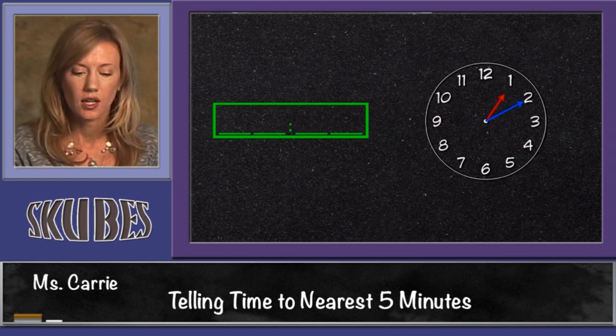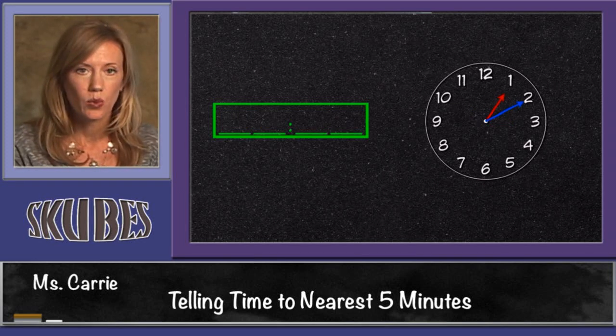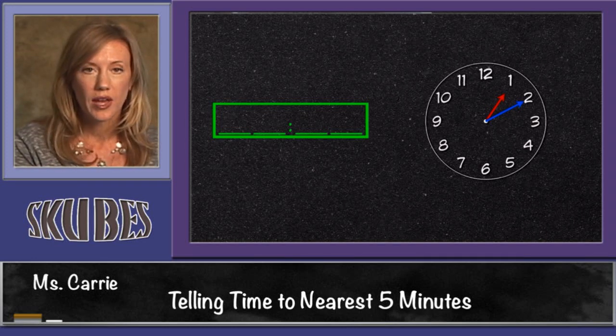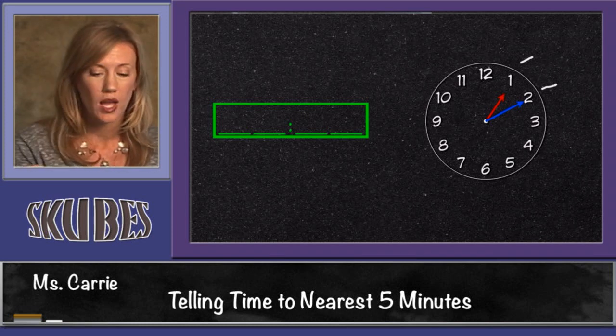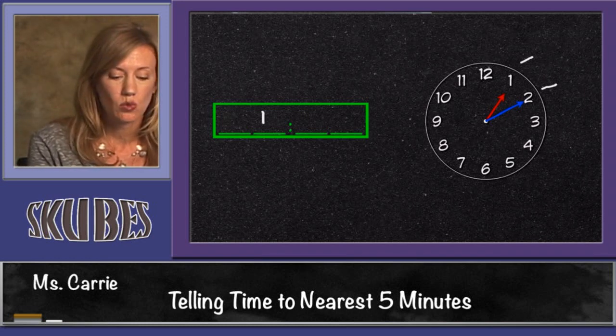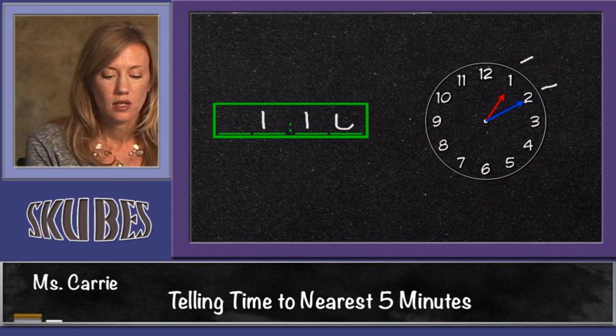On this clock, the hour hand points to the 1 and the minute hand points to the 2. Let's count by 5s. 5, 10. The minute hand is pointing 10 minutes after 1. So we would say that it's 1:10.